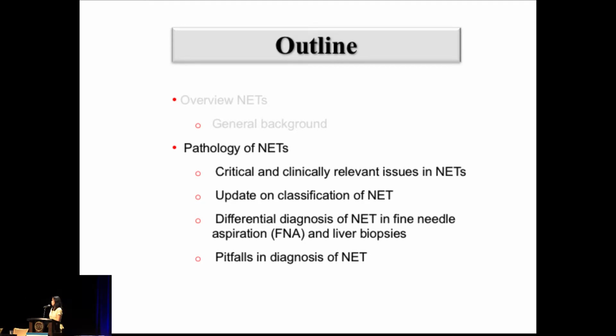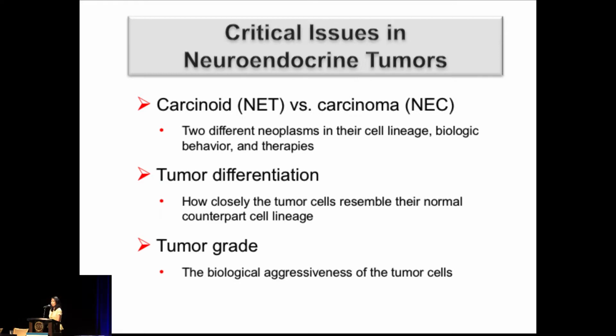So in terms of pathological features of these tumors, these are the clinically relevant issues. There are many other academic issues I won't have time to go through. Again, I want to emphasize the most important thing is to distinguish NET and NEC. These are two completely different neoplasms in terms of their histogenesis as well as clinical behavior and therapies. And tumor differentiation is also very important to mention in the initial diagnosis.